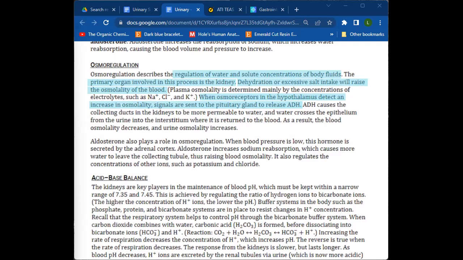Okay, and then anti-diuretic hormone, we've talked about it a little bit, but specifically it's going to go to places like the distal convoluted tubule and the collecting duct and tell them to allow more water to flow out of the collecting duct and back into the blood. Water is going to be returned to the blood. And then when that happens, that's going to decrease the blood osmolality. So now it's going to become more dilute.